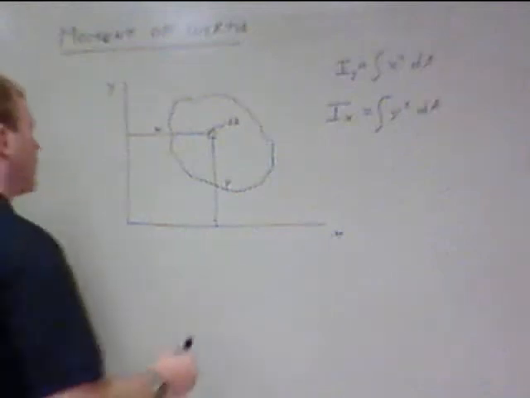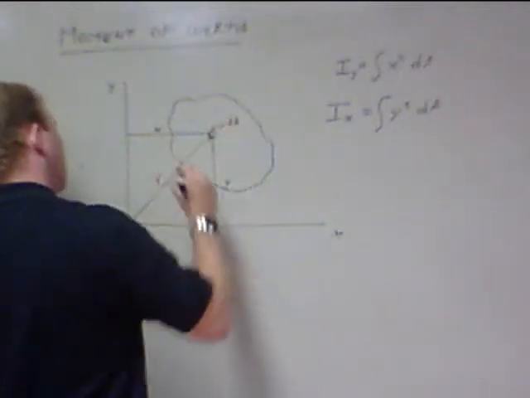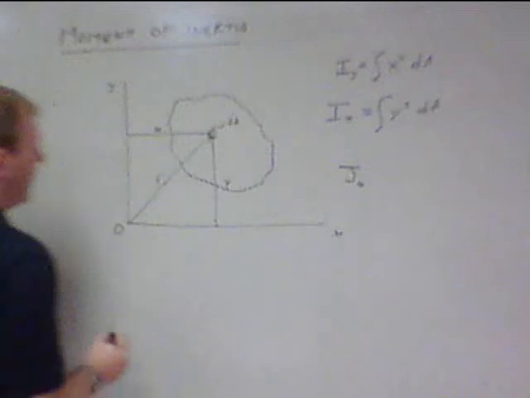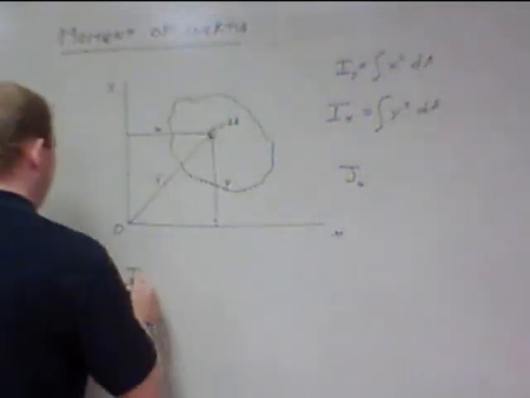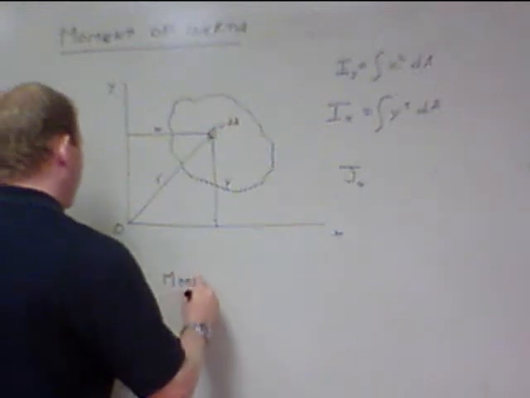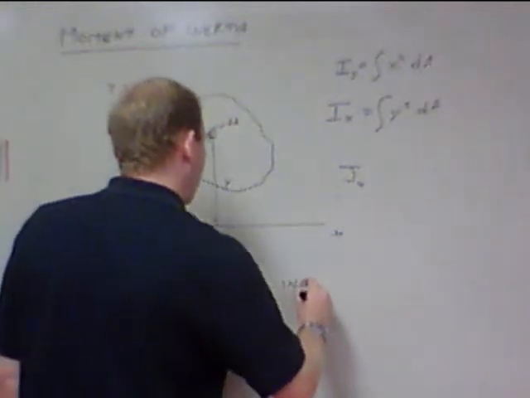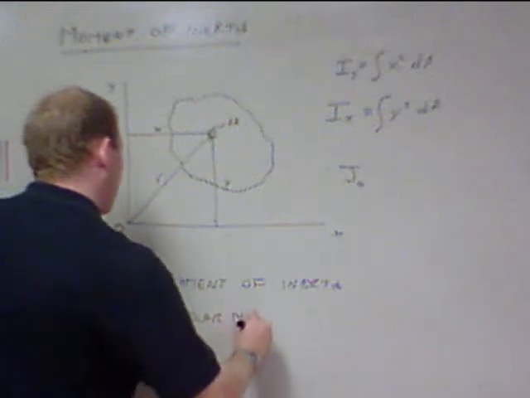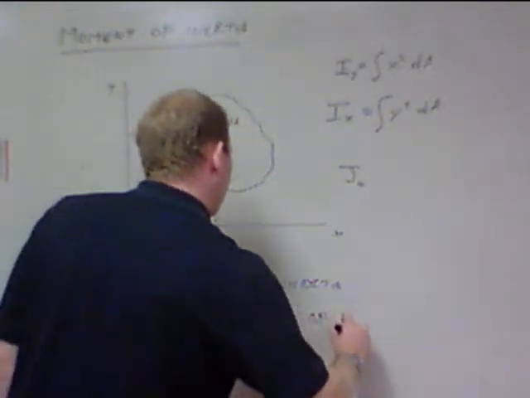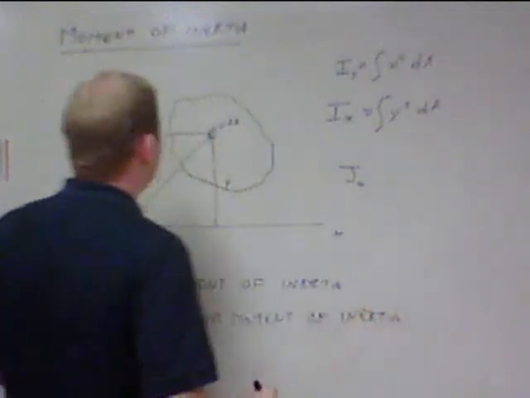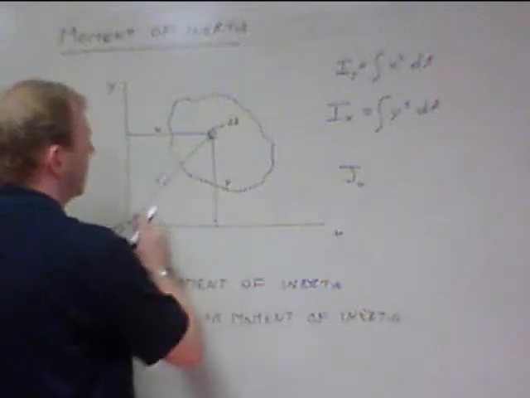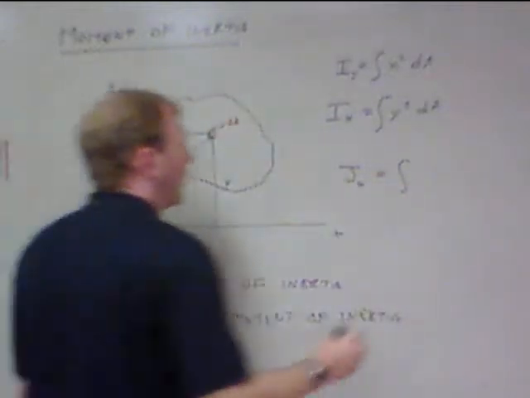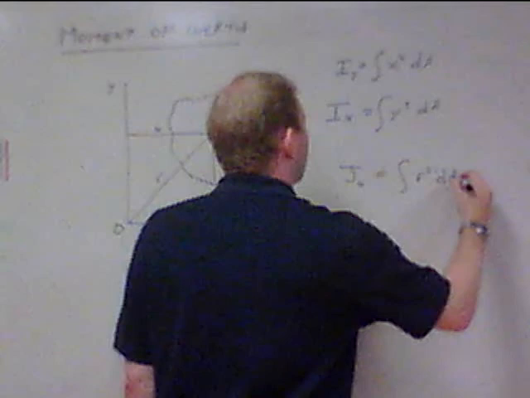Now, we can also talk about this distance here. This is the origin, a different symbol, J. I is the moment of inertia. J is called the polar moment of inertia, again because we're talking about things more or less in terms of polar coordinates here, in terms of radius instead of x and y coordinates. That's the integral of r squared dA.